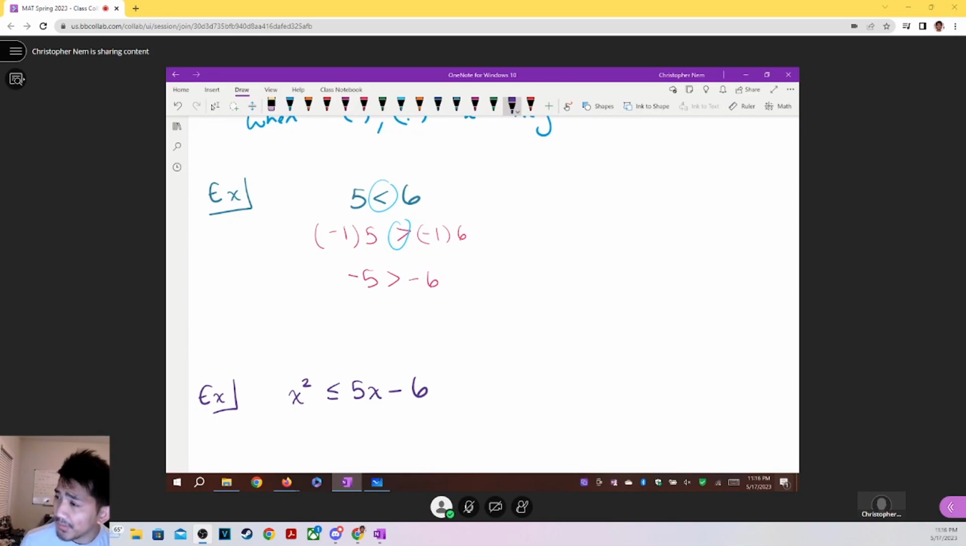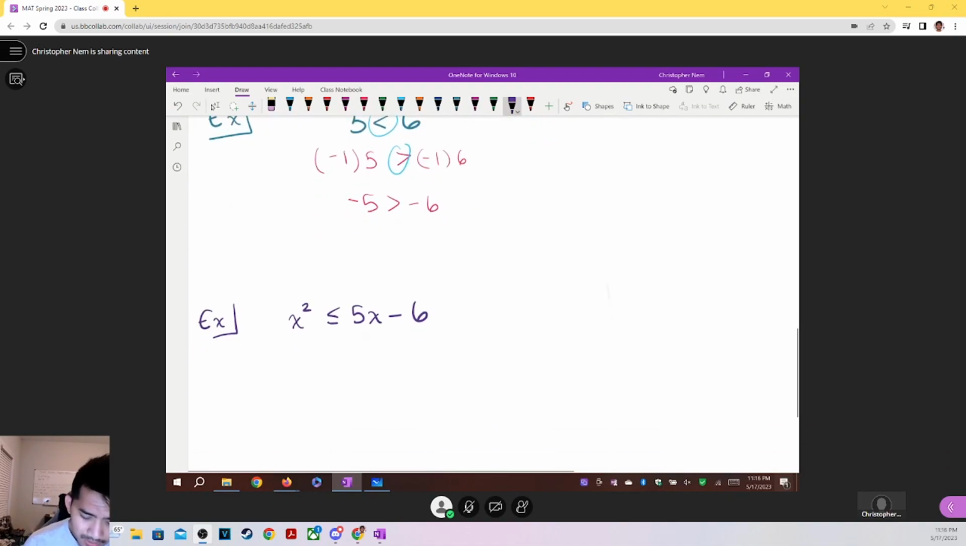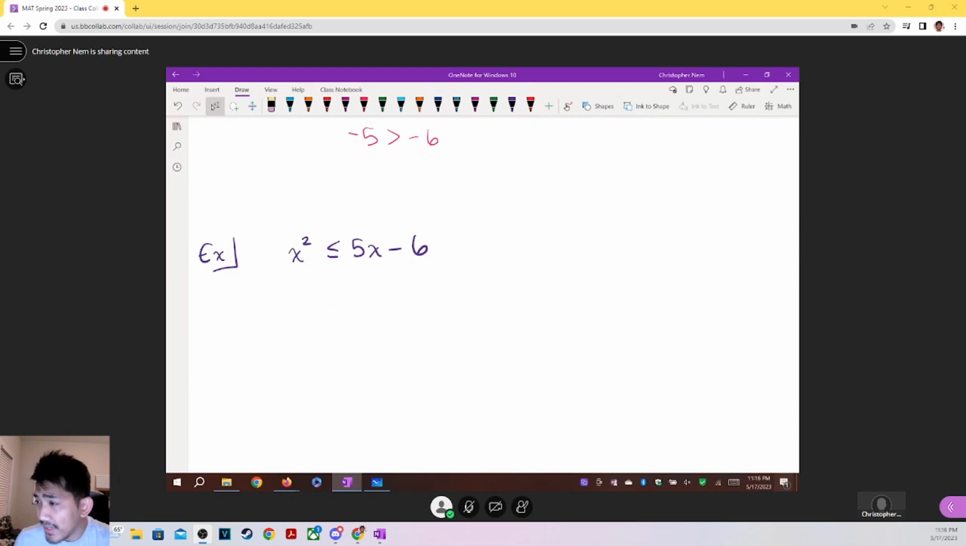Well, this is a bit weird. So over here, in this case, this is a quadratic. I like to set it equal to 0, so I want everything to move to one side. So I'm going to do that. I'm going to subtract 5x. Notice I'm subtracting, not dividing. I'm going to add 6 to both sides. So I do not need to change the direction. I have x squared minus 5x plus 6 is less than or equal to 0.